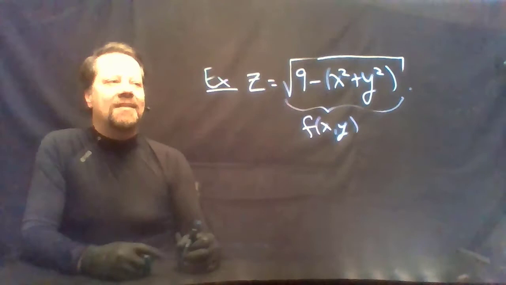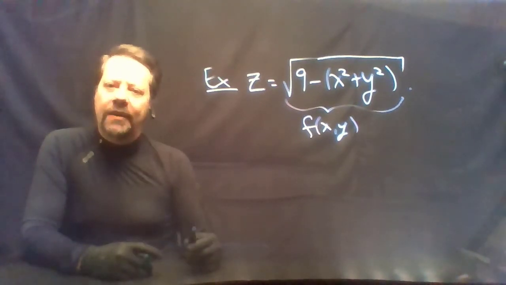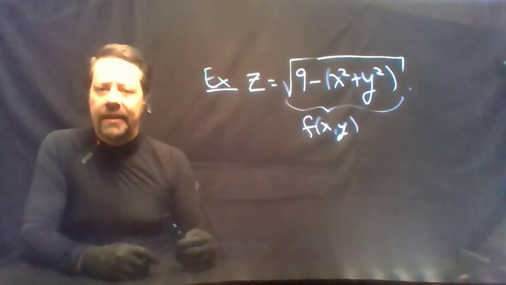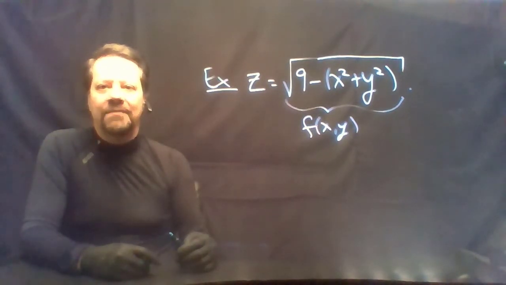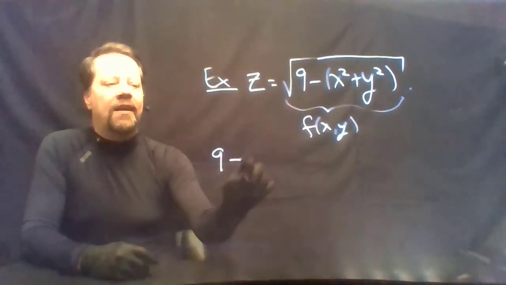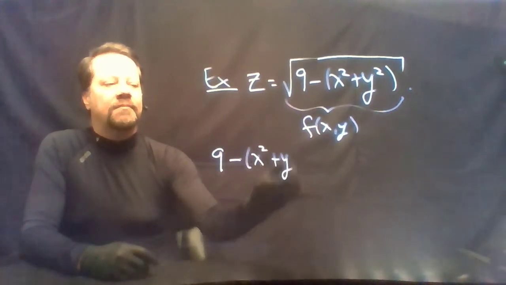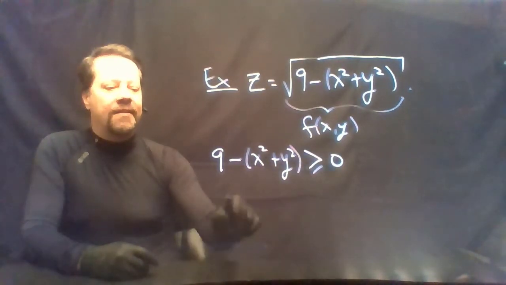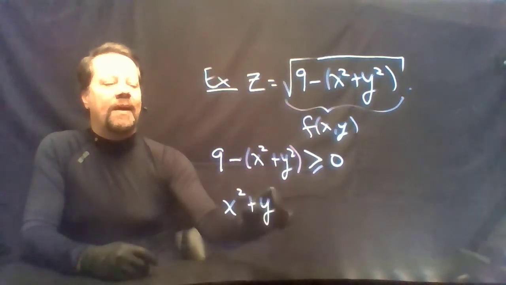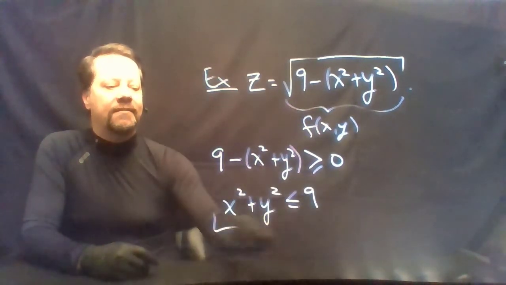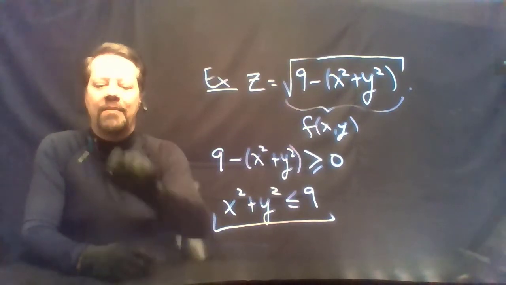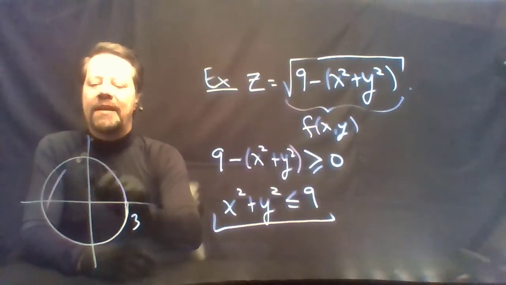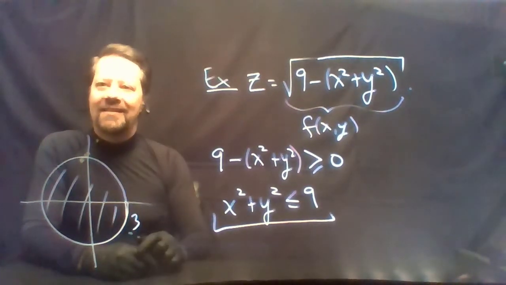The question to ask yourself is, what can go wrong? When you're taking square roots, the thing that can go wrong is you might get a negative under the radical. We have to guarantee that the thing under the radical is non-negative, and rearranging this will have x squared plus y squared is less than or equal to 9. That represents all the points within a circle of radius 3, including the boundary, centered at the origin.